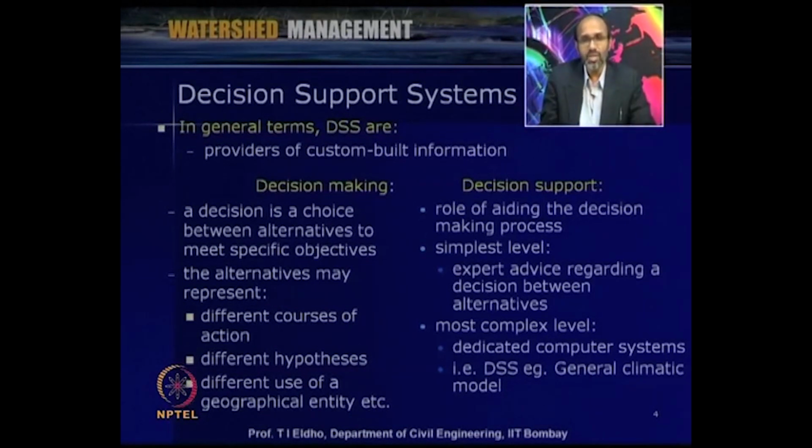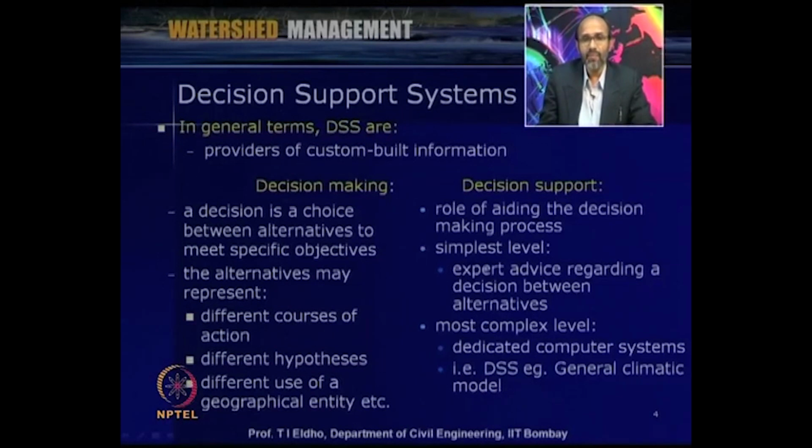Now coming back to decision support, decision support means it can be a model or any other system which supports the decision maker to make the decision. So, the role of decision support is to aid the decision maker in the process. At the simplest level of decision support, there can be an expert advice regarding a decision between the alternatives. So, the engineers or scientists make different alternatives, and the decision maker has to take the decision by considering the various aspects of the different scenarios.